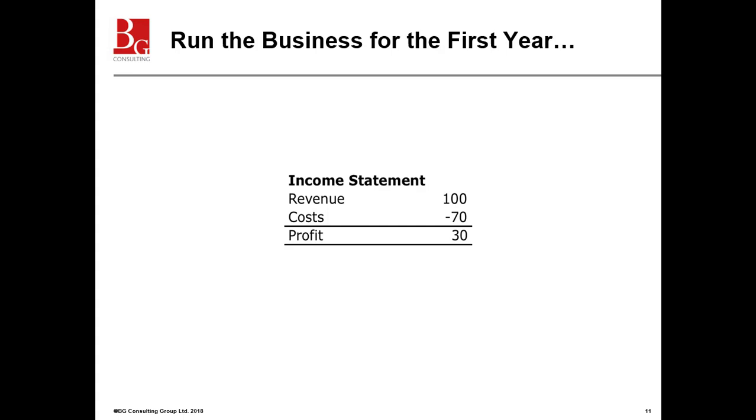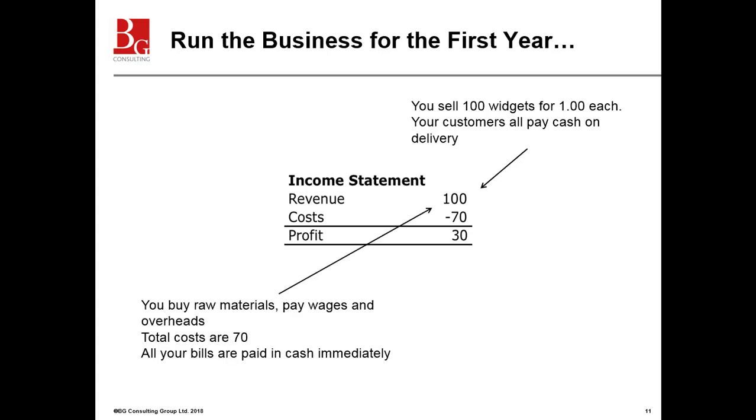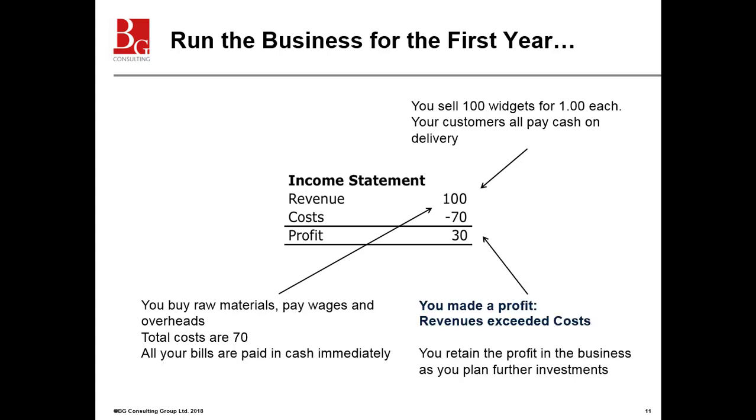Let's run the business for a year. Let's say you sell 100 widgets for $1 each, and all customers pay cash on delivery. We've got revenue of 100. You buy raw materials, pay wages and overheads, and total costs come to 70, with all of your bills being paid in cash immediately. You can see you've made a profit, revenues have exceeded costs, and in fact you've made a profit of 30. And let's say you retain the profit in the business as you plan further investments.